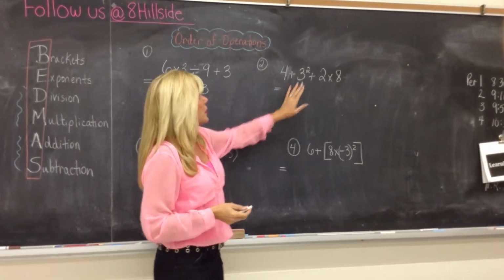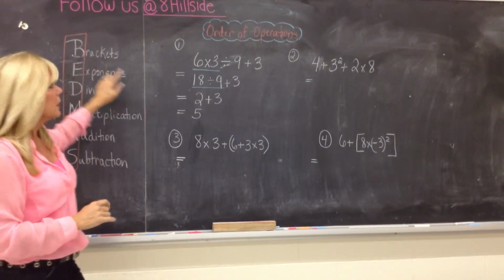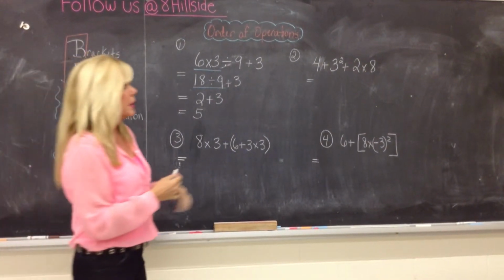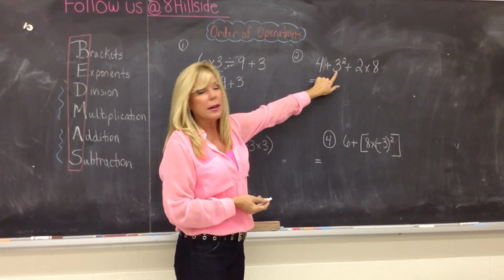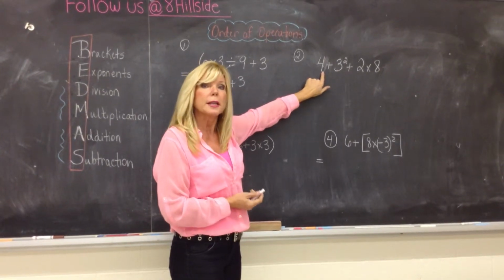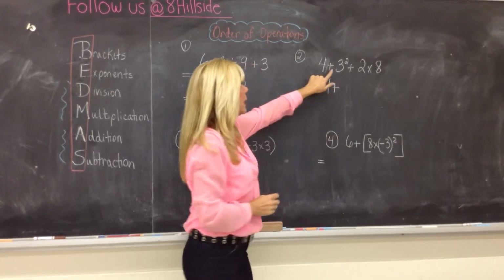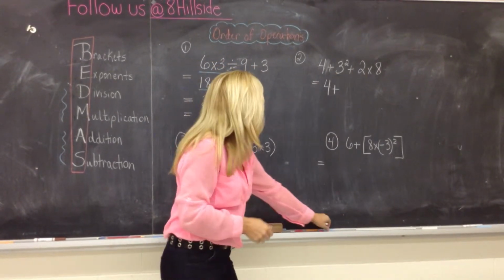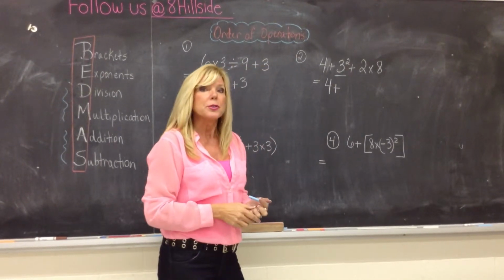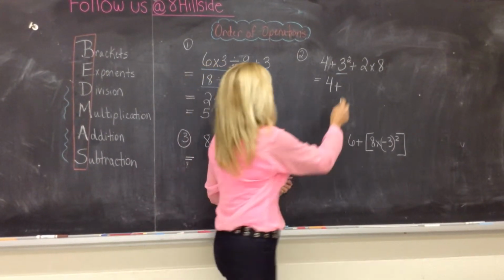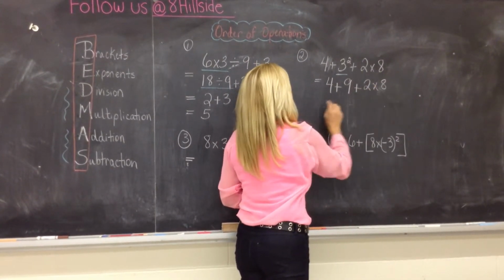Let's do another question. This time we're looking to see if there's any brackets. No brackets at all, but I do have an exponent. This is what sometimes stumps people. The exponent is right here in our equation, but we still have to write down the first part of the question. So I'm going to rewrite the 4 plus before I actually do my 3 to the power of 2. So 3 to the power of 2 means 3 times 3, which is 9. Then I'm just going to rewrite the rest of my question.